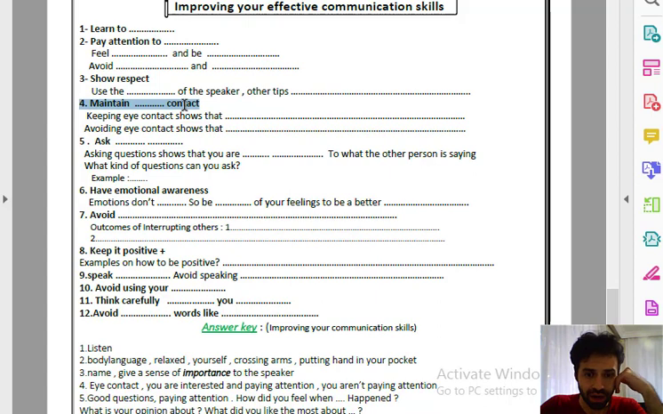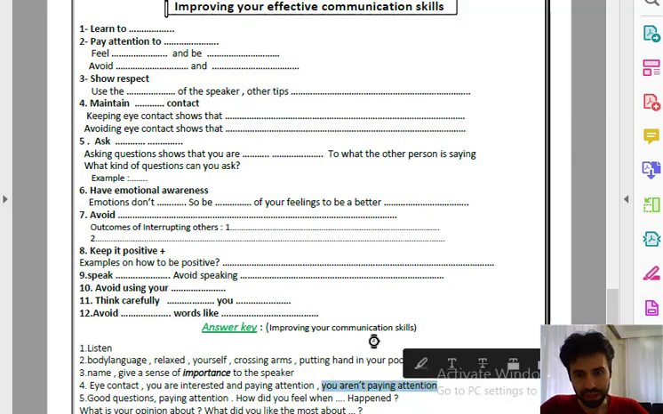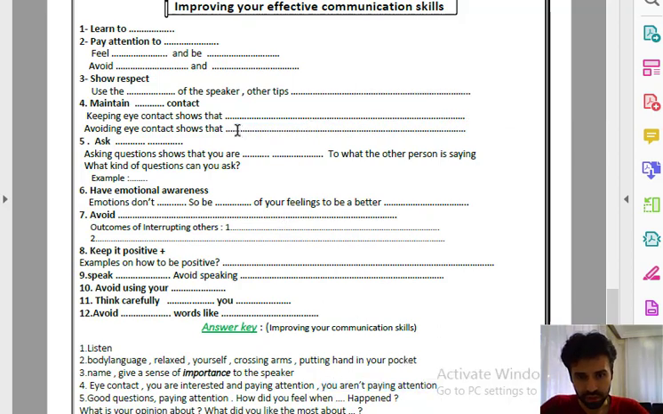Maintain eye contact. Keeping eye contact shows that you are interested and paying attention, but avoiding eye contact shows that you aren't actually paying attention, right?